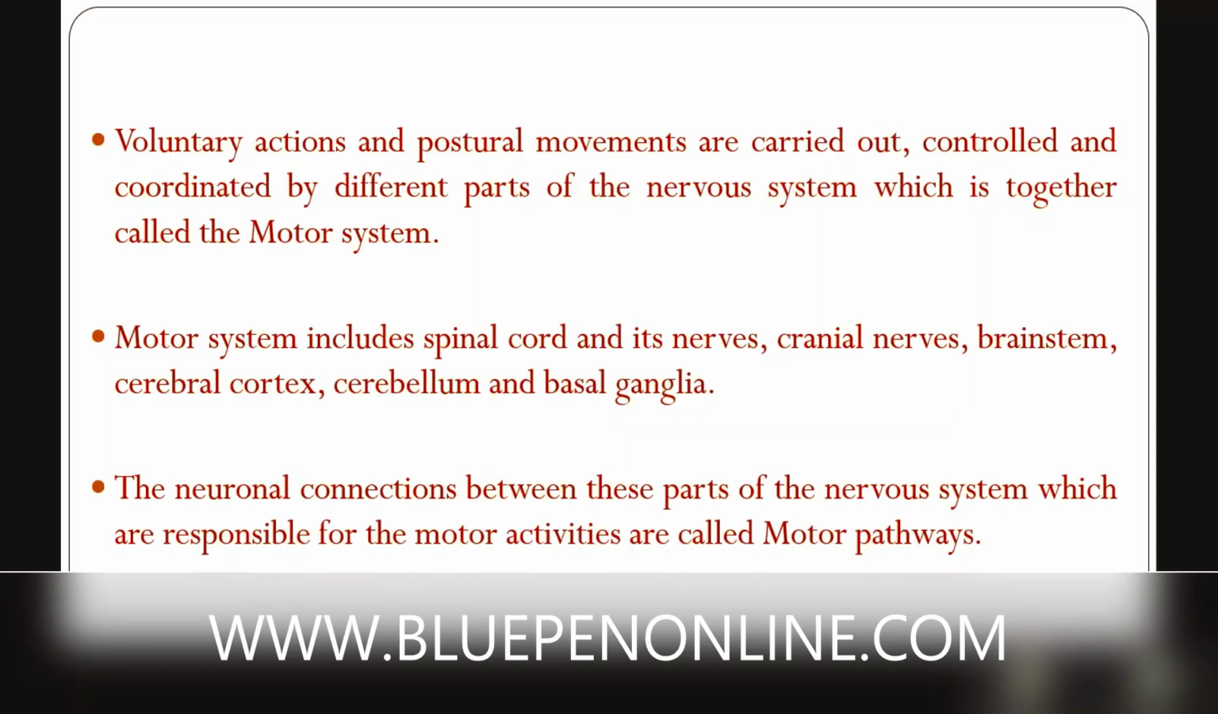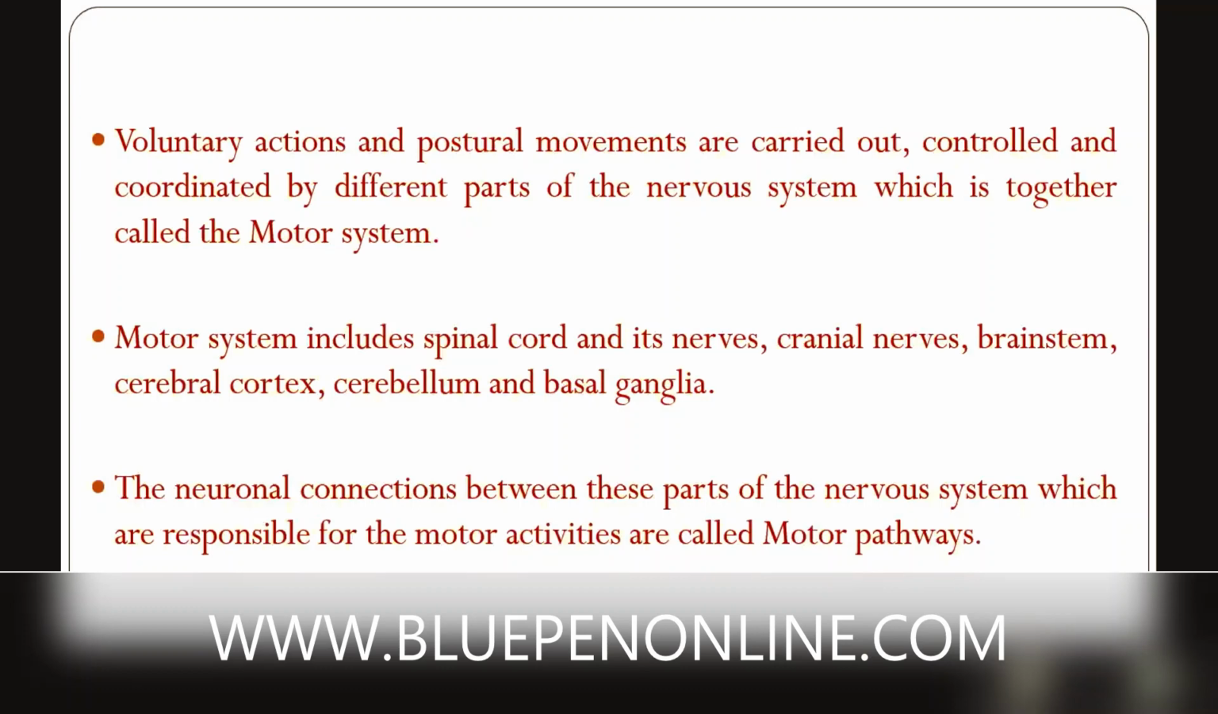Then the neuronal connections between these parts of the nervous system, which are responsible for motor activities, are called motor pathways. So that is what we are going to study, the motor pathways. And the motor pathways arise from the primary motor cortex in the cerebral cortex. Just like the somatosensory area in our brain, there is another part called the primary motor area that is in charge of all the motor activities taking place in our body.